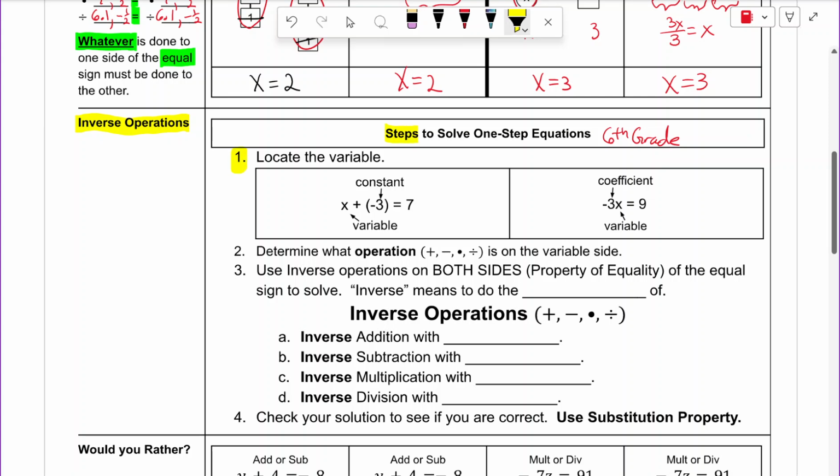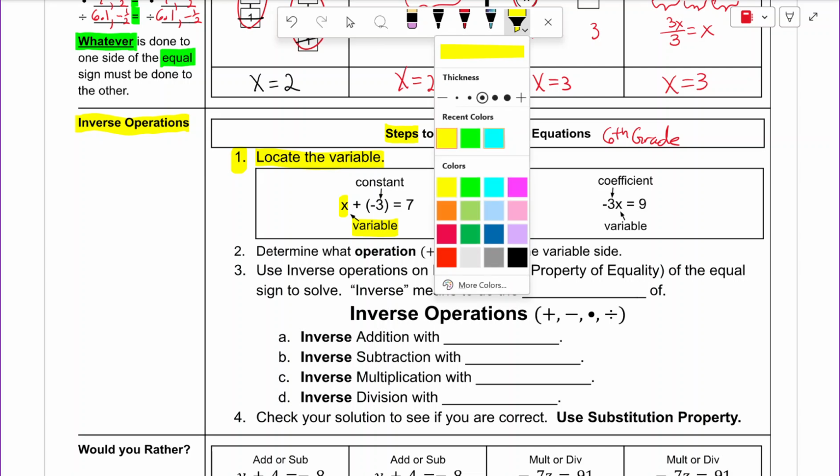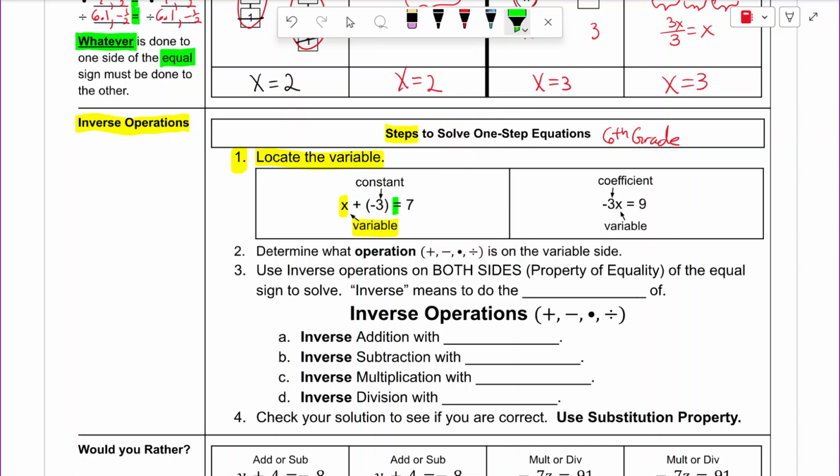The first one, number 1, you're supposed to locate the variable. So we have 2 examples here for you, and they're laid out. X plus negative 3 is equal to 7, and the variable is right here. It's always the letter. In this equation, we also have it equaling 7, and that would be the equal sign right here. Okay, so that's showing there's 2 sides to the equation. So what is happening to the x? Well, we'll see in a little bit.